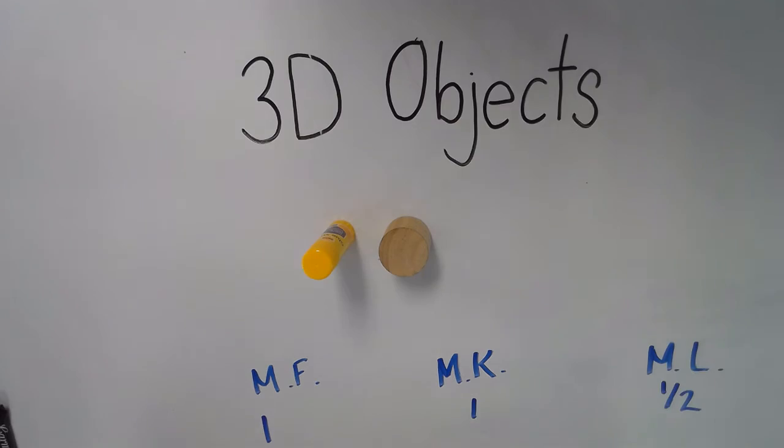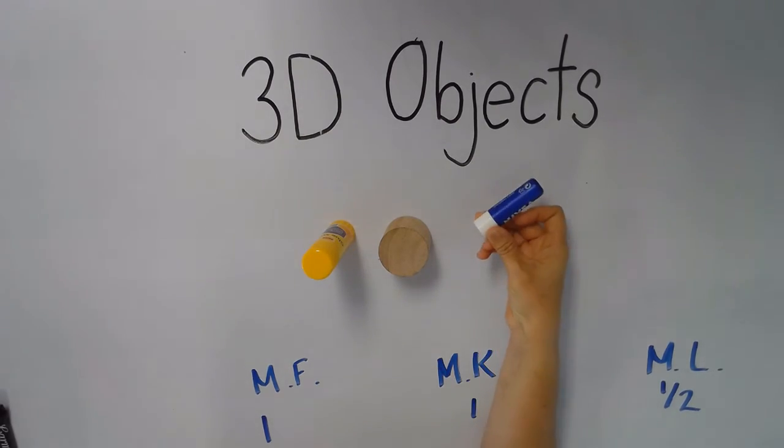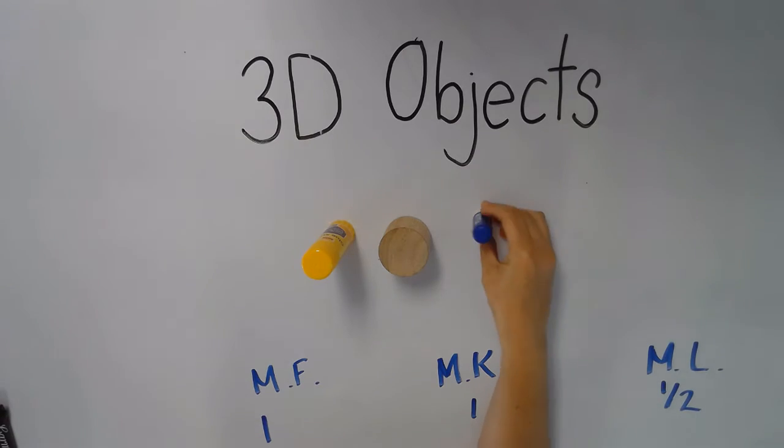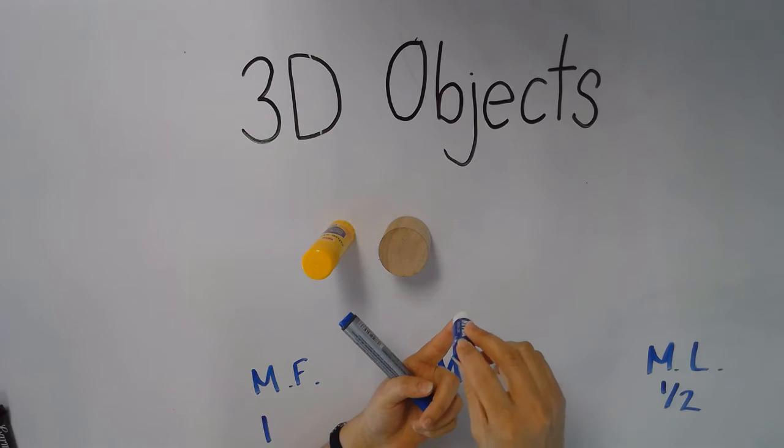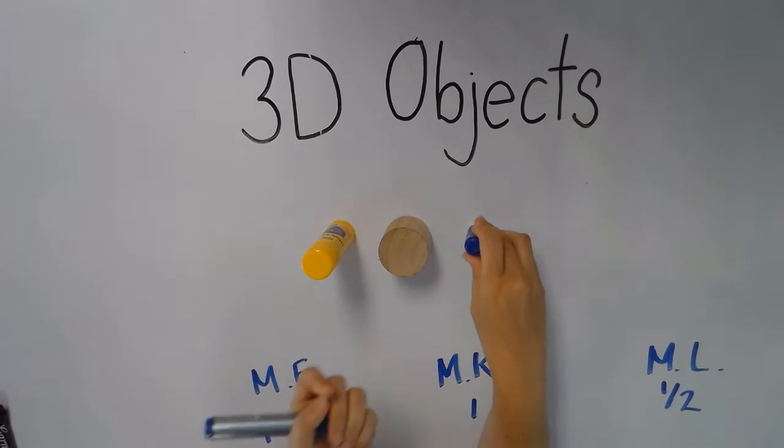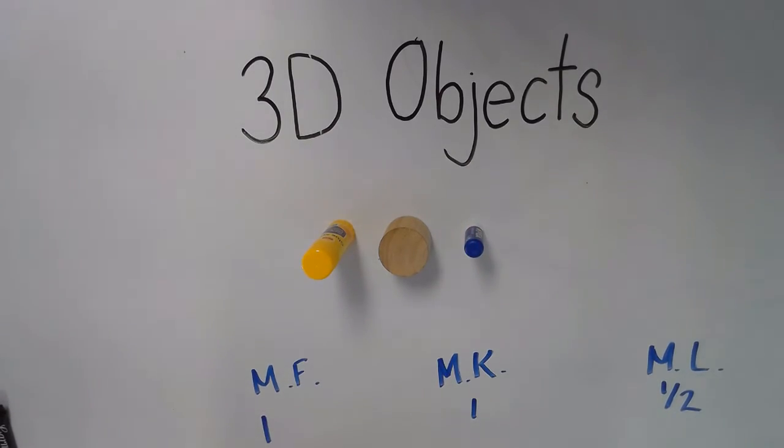Okay, I rummaged through my bag, and I actually found some lip balm. Now, a lip balm is also a cylinder because it has got a flat face on the top, a flat face on the bottom, and a round face. Great, I think you both deserve points.